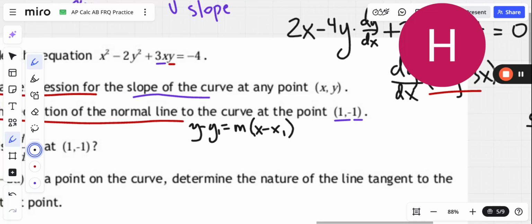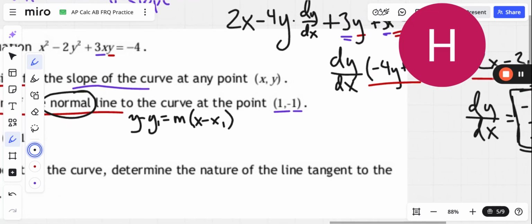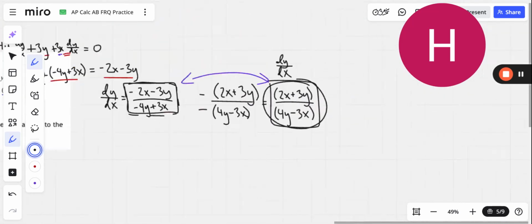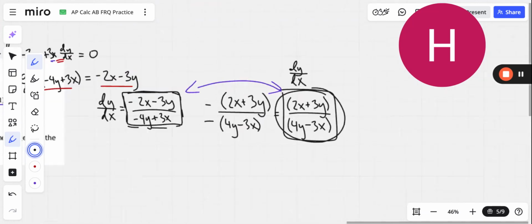What we don't have is the slope. And you have to be careful because we don't want the slope of the tangent line. We want the slope of the normal line. That means we're going to take the negative reciprocal of the tangent slope. So first let's find the tangent slope. Let's say dy dx at the point 1, negative 1.